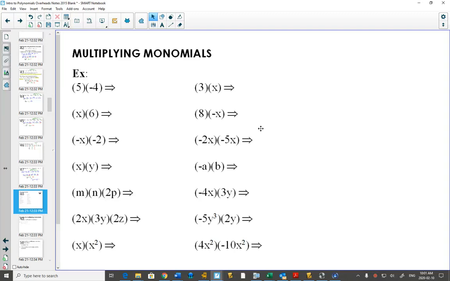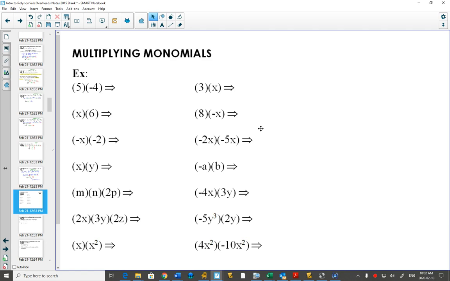Remember what a monomial is. A monomial is a single term that could have a coefficient, a number in front, and variables. And so in each of the brackets, we have a monomial. Sometimes that monomial is just a single number. Sometimes that monomial is just a single variable. Sometimes we have variables and numbers. Sometimes we have lots of variables and a number. So in each of the brackets is one monomial.